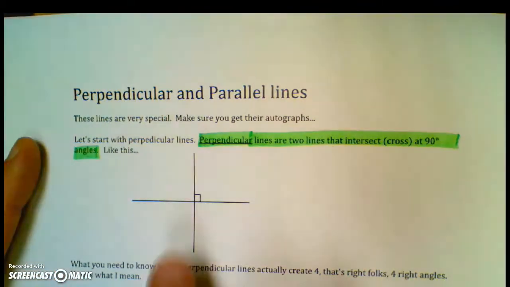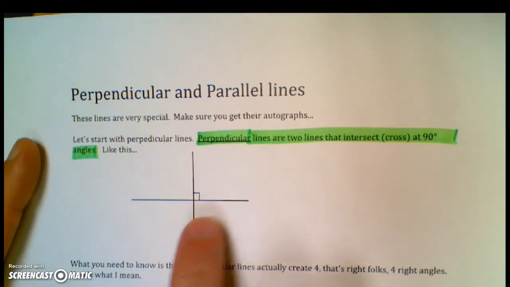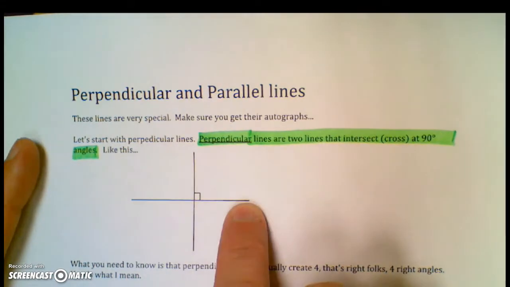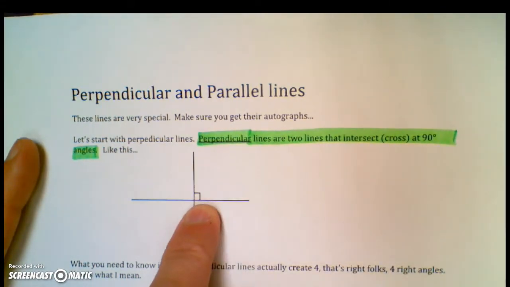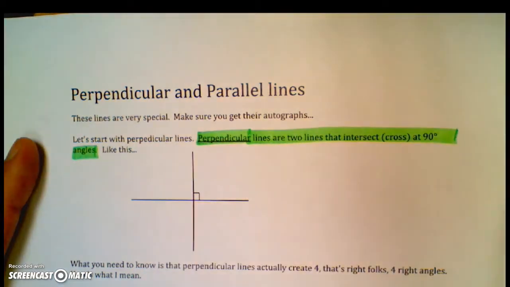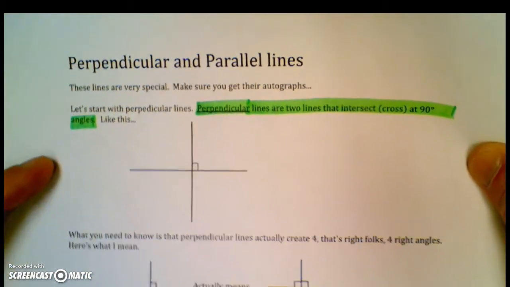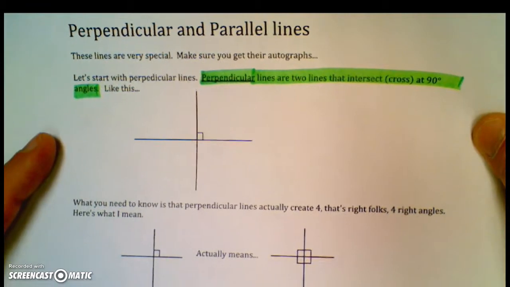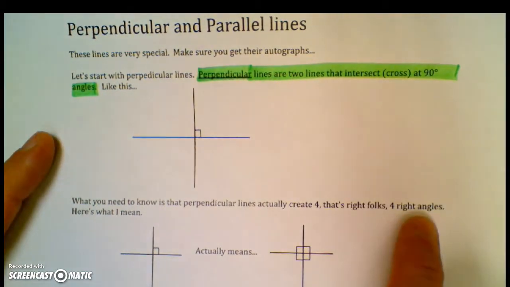And a picture of it is this. There are two lines that cross and they form a right angle, which we know that symbol right there, that box symbol, is a right angle. We learned that when we did complementary angles. What you need to know is that perpendicular lines actually create four, that's right folks, four right angles.